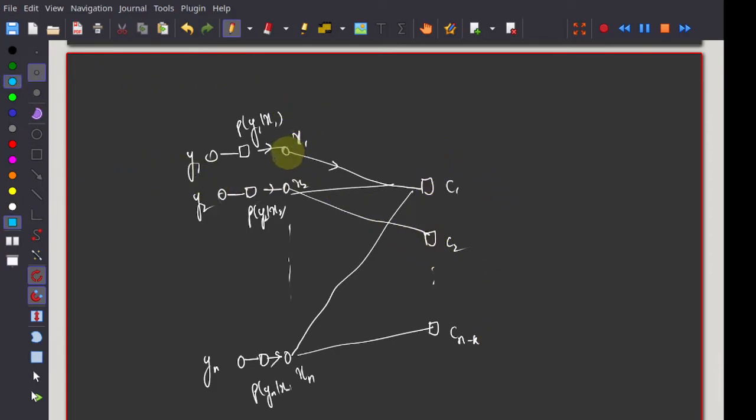So these nodes marked in blue are called variable nodes, and each of the squares marked in yellow are going to be called check nodes.